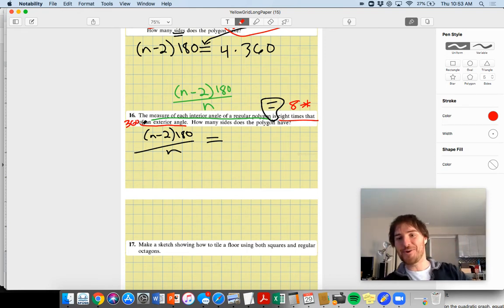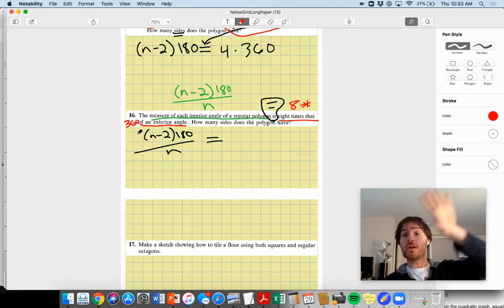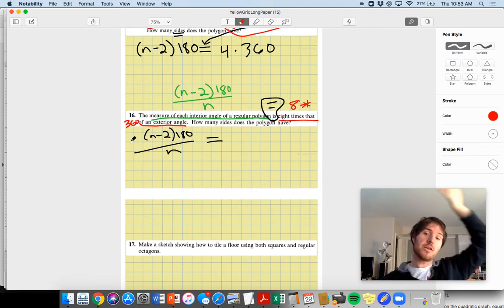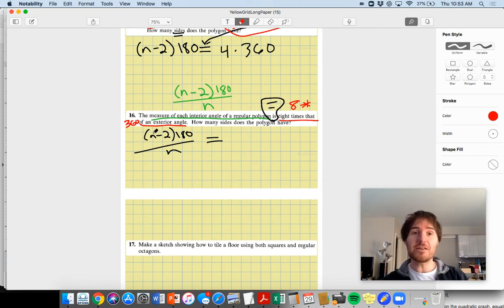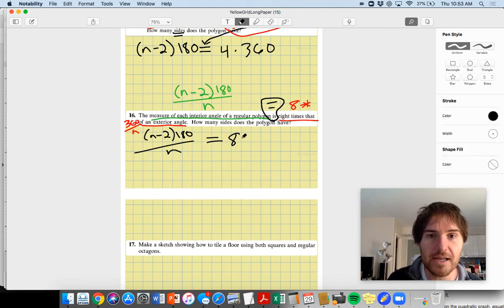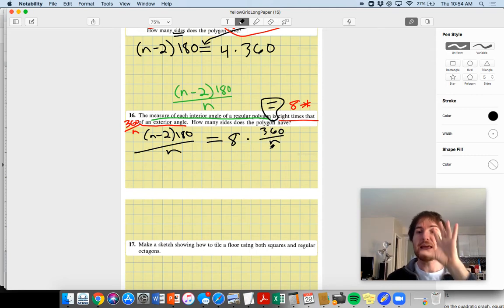One set, which means one at each vertex, sums to 360. So we know that it's a regular polygon. That means it's equiangular in addition to being equilateral. So if it's equiangular, we just need to divide this 360 by the number of sides, because the number of sides matches how many exterior angles there are, one at each vertex. Okay, so 360 over n, 8 times 360 over n is going to be my right side. So that's what I'm going to set up, 8 times 360 over n.